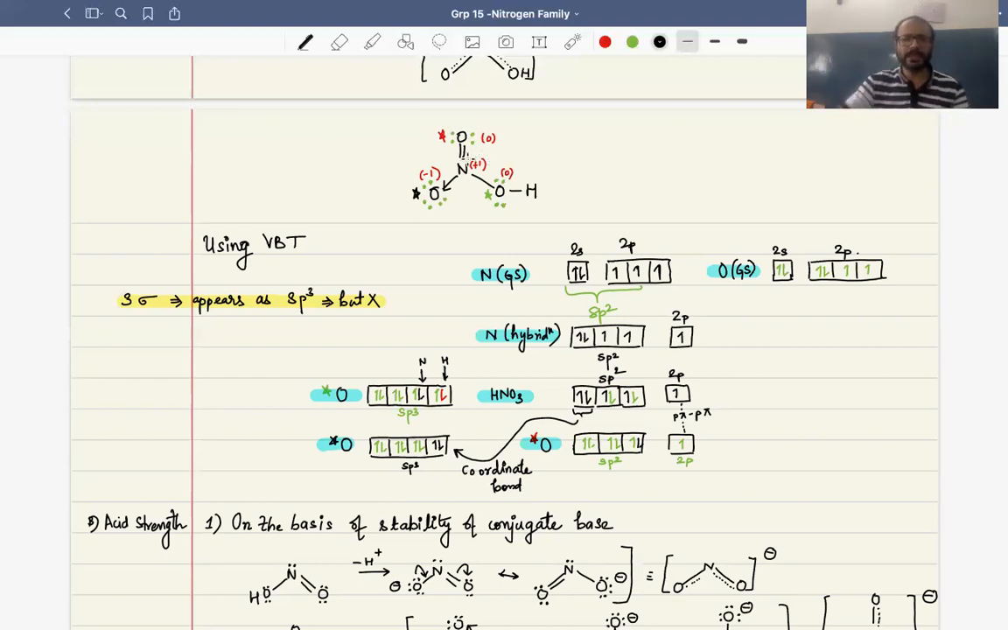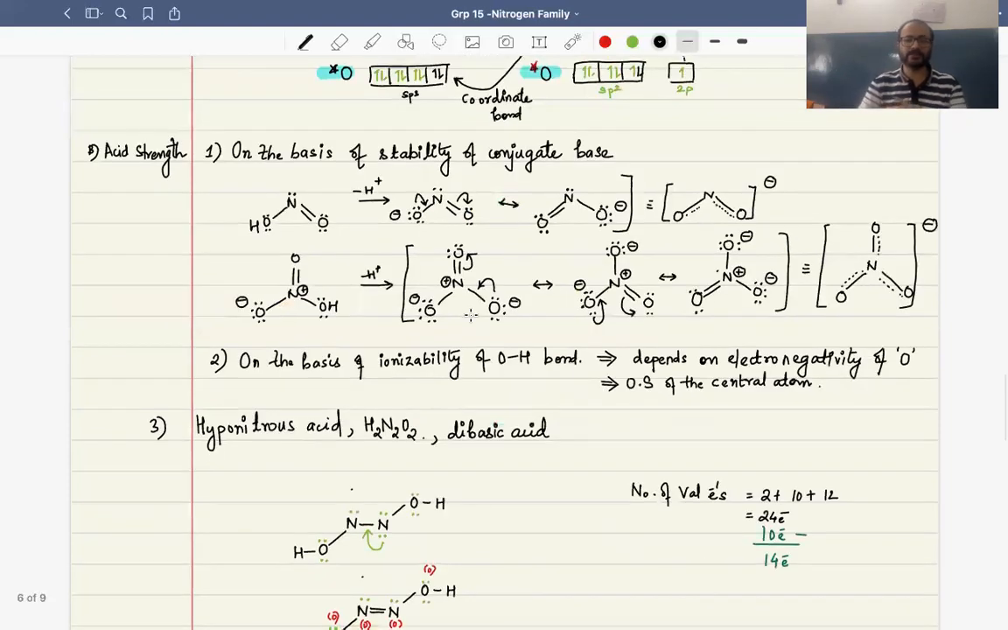Now, coming to the acid strength of these oxyacids of nitrogen, we find that we can define the acid strength on two things. One is on the basis of stability of the conjugate base. So if your conjugate base is stable, then that means they are more acidic. So here we have to compare nitrous acid and nitric acid.